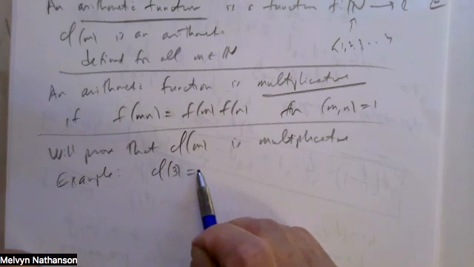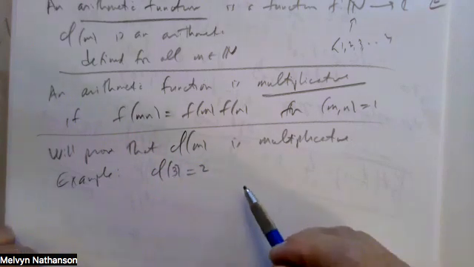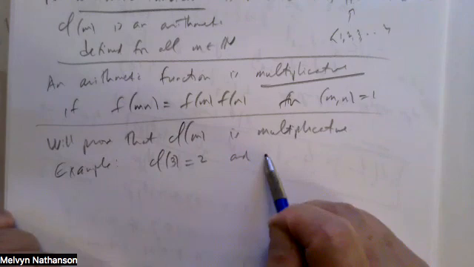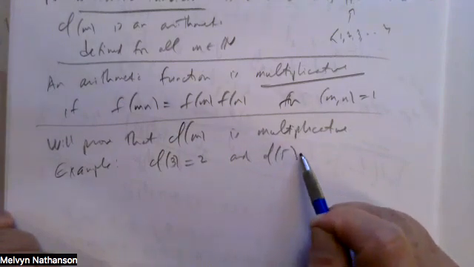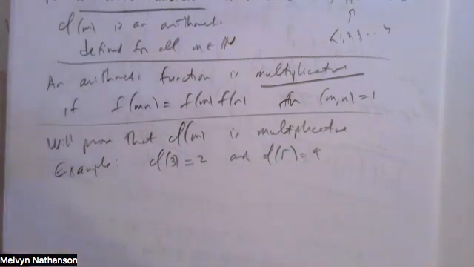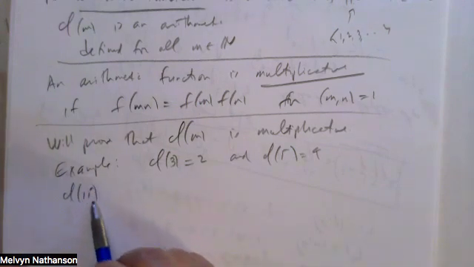Phi of 3 is 2, because 3 is a prime. And phi of 5 is 4, because 5 is a prime. What is phi of 15?